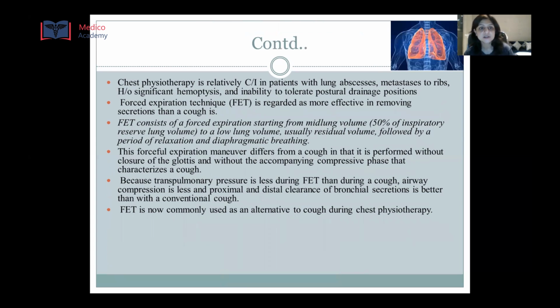Now, chest physiotherapy is relatively contraindicated in patients with lung abscesses, metastasis to ribs, or patients with a history of significant hemoptysis or inability to tolerate the postural drainage.